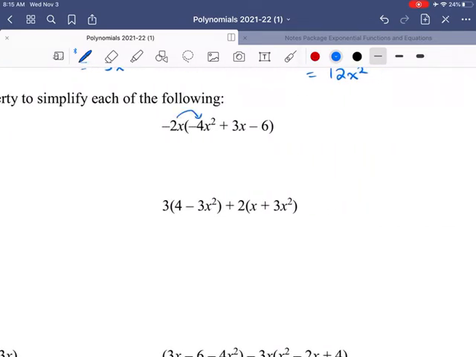Negative 2x multiplied by negative 4x squared. So you multiply the two coefficients, so negative 2 multiplied by negative 4, and you multiply the exponents, so x multiplied by x squared. So negative 2 multiplied by negative 4 gives us 8x cubed, okay, because you're adding those exponents there. Negative 2x multiplied by positive 3x gives us negative 6x squared, and negative 2 multiplied by negative 6 gives us positive 12x.